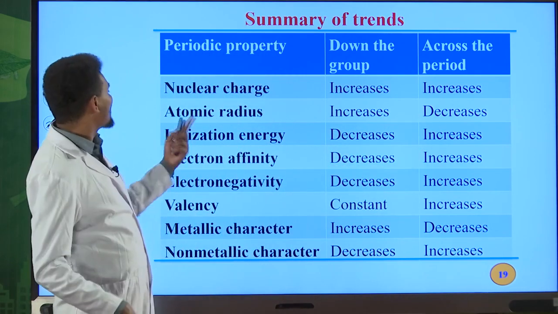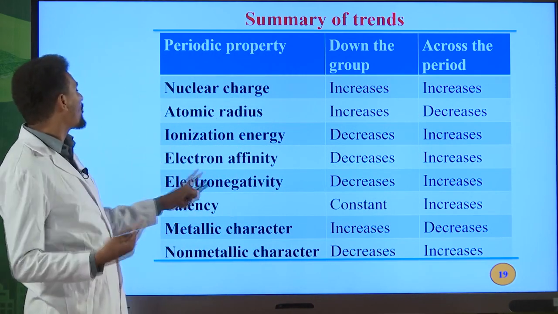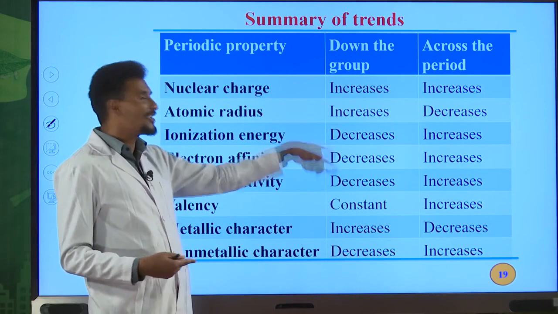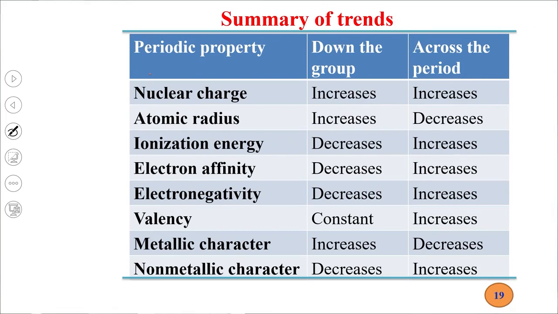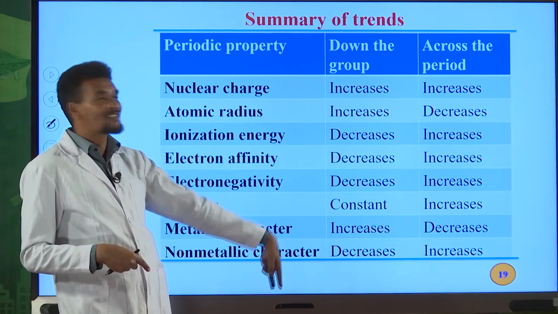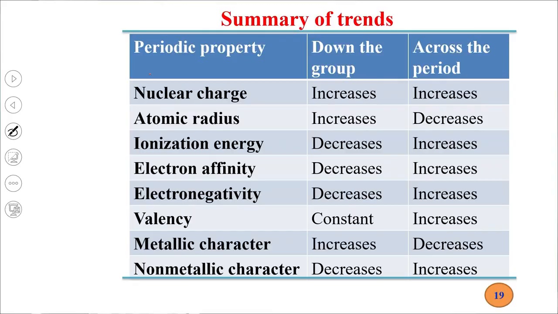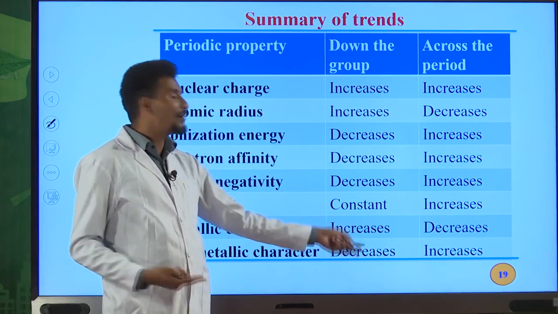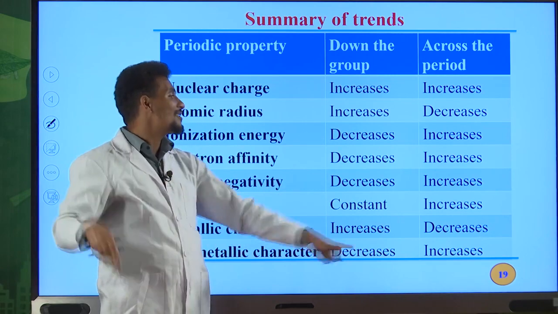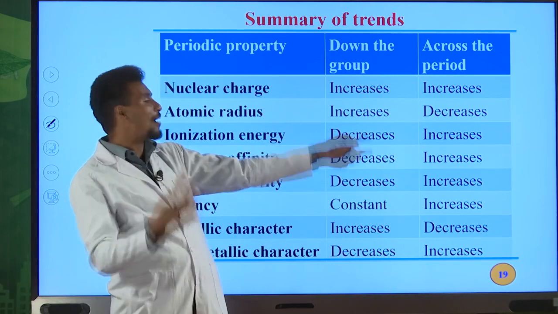Okay, and the next periodic property is electron affinity. It decreases down the group. It is directly proportional to ionization energy. It increases from left to right across the period. Electronegativity decreases down the group but increases from left to right across the period, directly proportional to electron affinity and ionization energy. Valence is constant down the group, but when you move from left to right, it increases. You are familiar with this one.